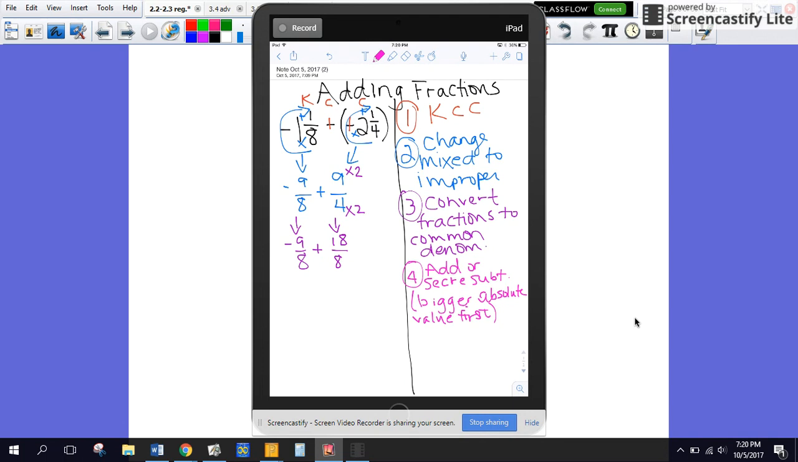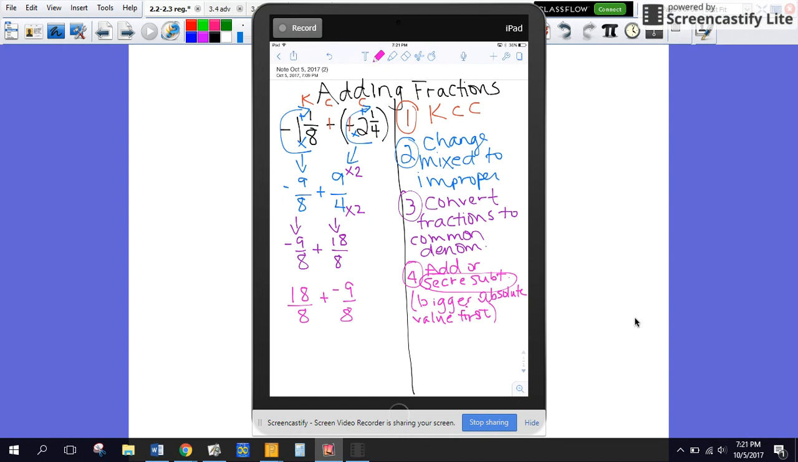Okay, so I'm going to rewrite this problem to be 18 over 8 plus negative 9/8. And then I'm going to notice here that I need to secret subtract. So I'm even going to circle that in my notes. And I know I have to secret subtract because I have both a positive sign and a negative sign. So if I envisioned my counters here, let's ignore the denominators. My numerators are going to tell me how many counters I would need. I would need 18 positives and 9 negatives, and some of those would cancel. So that means that I'm going to secret subtract.